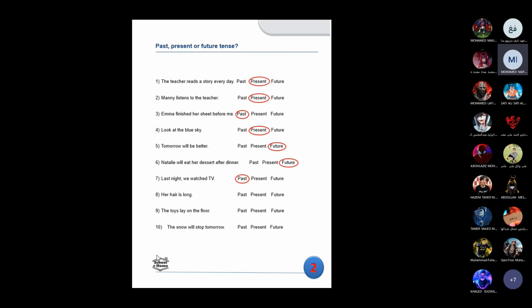Is long. Okay, so what is the verb in the sentence here?